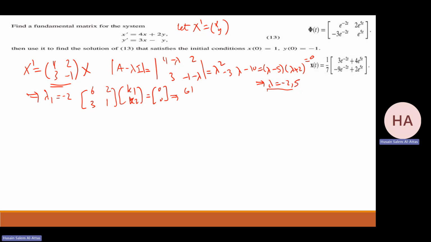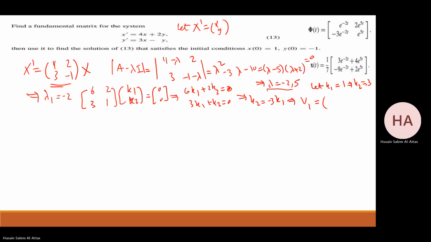That will be what? 6k1 plus 2k2 equals 0, and 3k1 plus k2 equals 0. Very clear, these two equations are the same. So I have k2 equals minus 3k1. So I let k1 equal 1. k2 will be minus 3. So V1 will be 1 and minus 3.